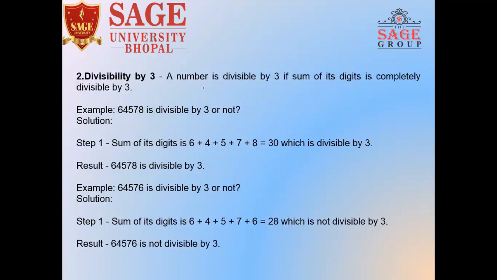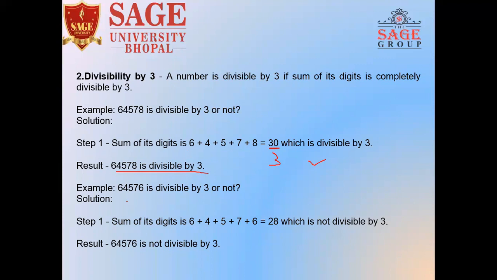Divisibility by 3. Again, we are taking one example, how we can find whether the number 64578 is divisible by 3 or not. First, sum all its digits: 6 plus 4 plus 5 plus 7 plus 8 is equal to 30. First step is the sum of its digits. Then check whether this sum is divisible by 3 or not. If this sum is divisible by 3, then the entire number is divisible by 3.